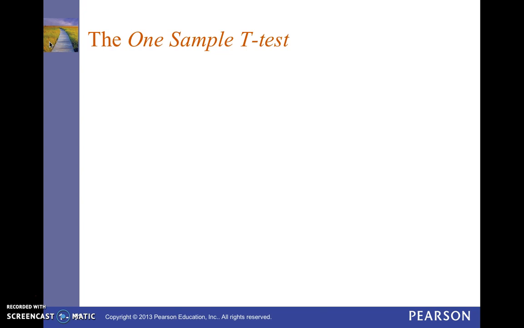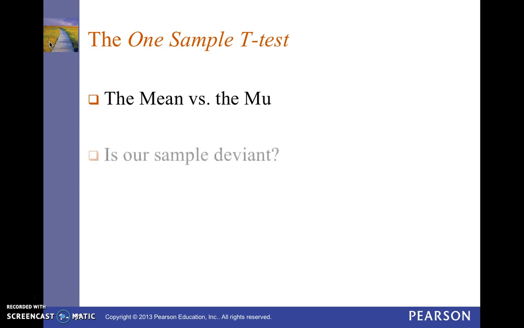Okay, so let's tackle the one-sample t-test. It's a t-test that's basically used to compare the mean of our sample to this thing called the mu. Remember, the mu is the population mean. So basically, we just have a single group and we want to know how our group compares to the population. Now, generally, we don't know what the population is, but we have some kind of estimate of that because all we're really working with is our single sample.